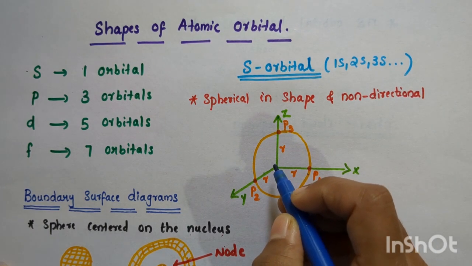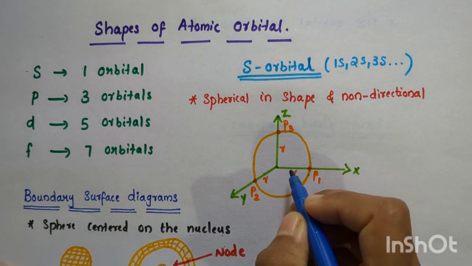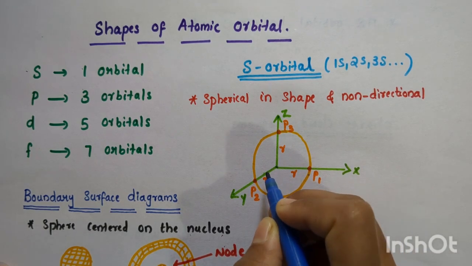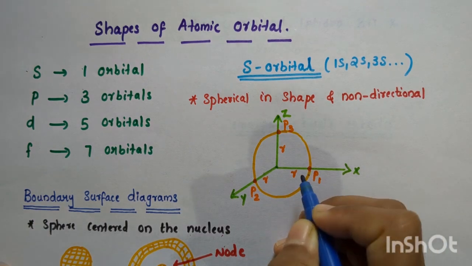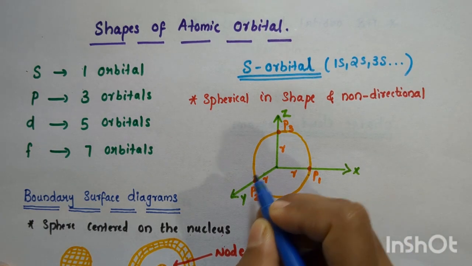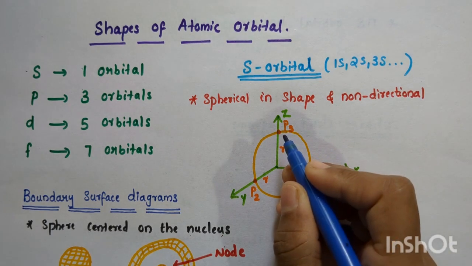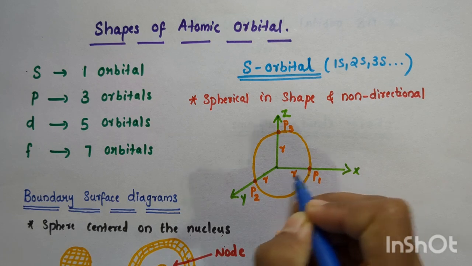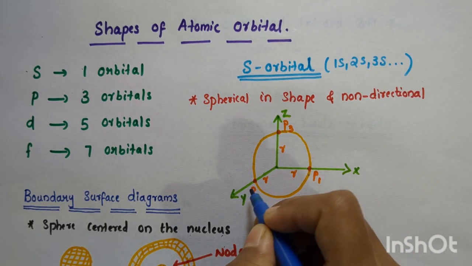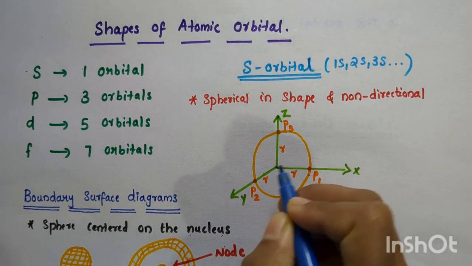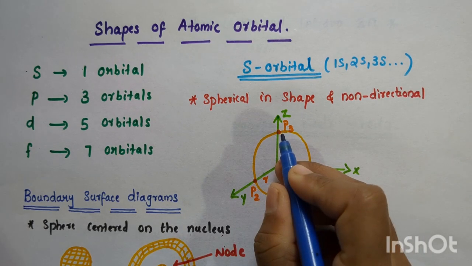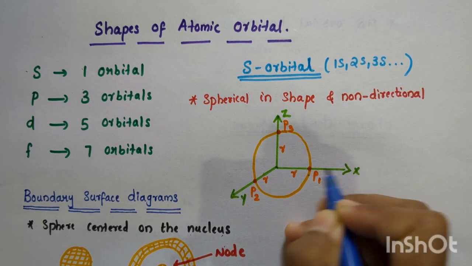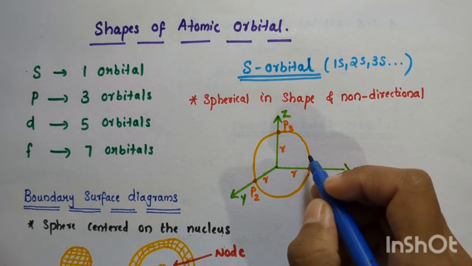All these points P1, P2 and P3 are at the same distance from the center. Then the probability of finding the electron at P1 is equal to the probability of finding the electron at P2, and that is equal to the probability of finding the electron at P3. That is, the probability of finding the electron at a given distance r is equal in all directions, along the x direction, y direction and z direction.